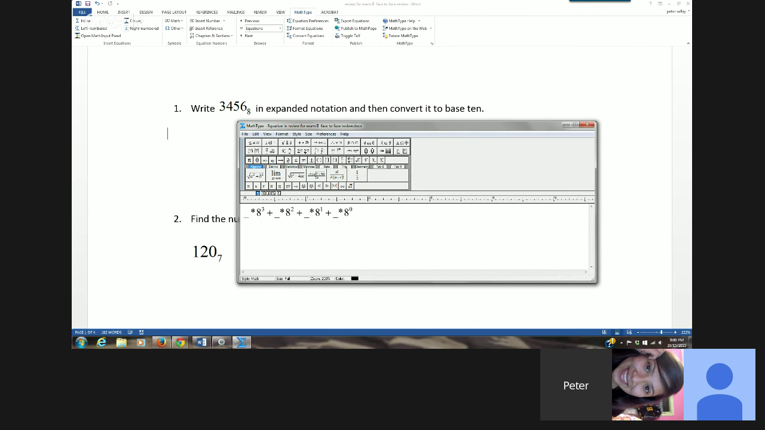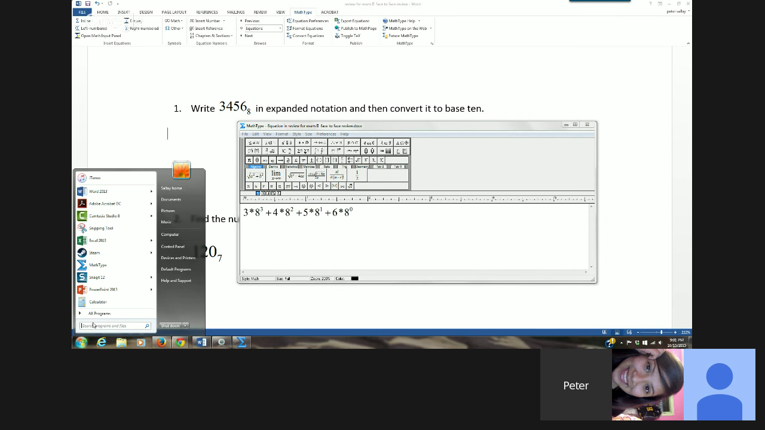Okay, so what I need to figure out is how many times 8 cubed fits into 3456. So that 6 is 8 to the 0. The 5 goes with 8 to the first. The 4 goes with 8 squared. And then the 3 goes with 8 cubed. And so that's what we're going to type into our calculator. I forgot to load up my calculator, so let me go do that real quick.